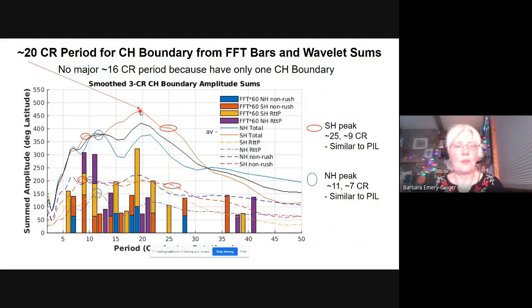The southern hemisphere tends to be larger than the northern. We see this 25 Carrington rotation period in the non-rush and the total, but it's also sometimes in the rush to the pole. The shorter wavelengths tend to be more for the northern hemisphere, and particularly in the rush to the pole, but not always. So we do have similar peaks. It's good to know.